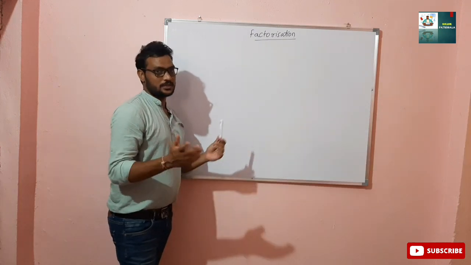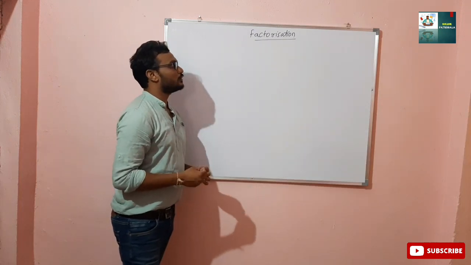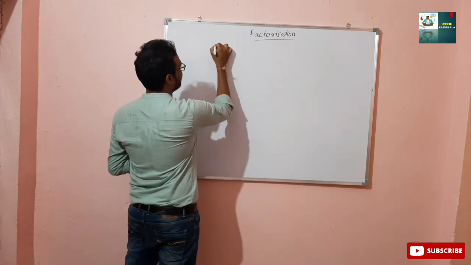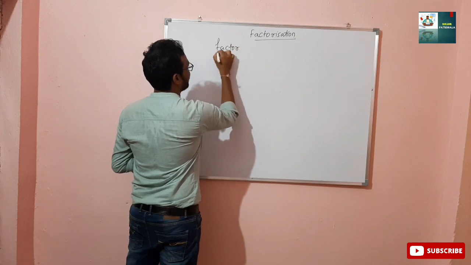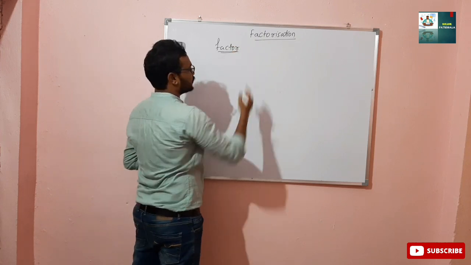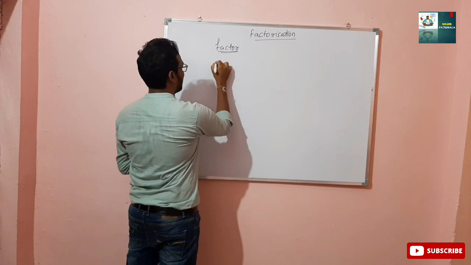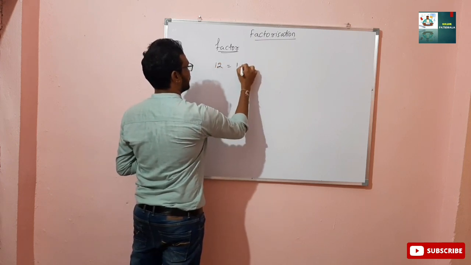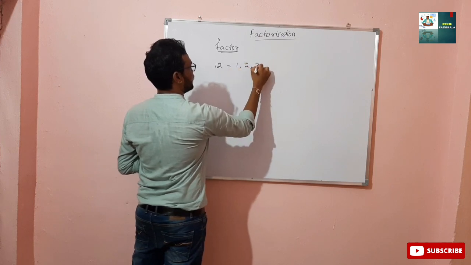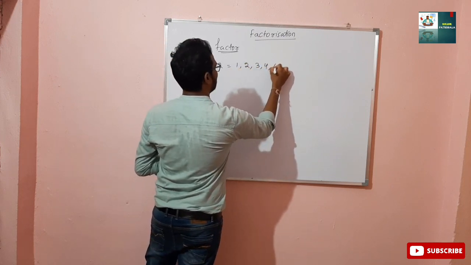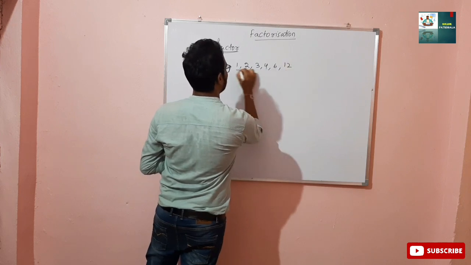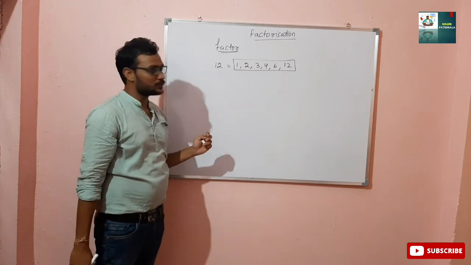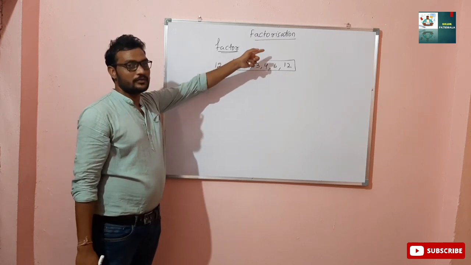Before proceeding, first of all we are going to learn what factorization is. Factorization basically comes from the word factor. Suppose here I have written the number 12. What are the factors of 12? 1, 2, 3, 4, 6, 12. These are the factors of 12.